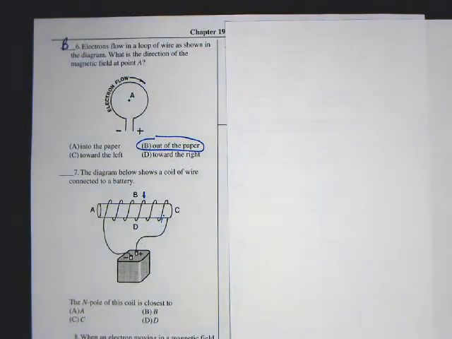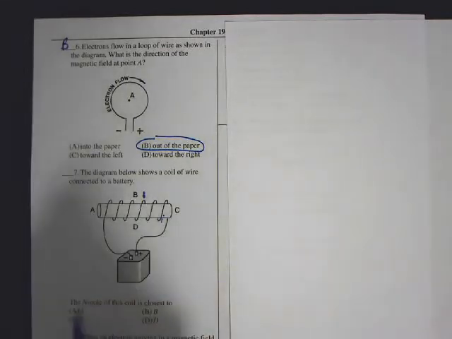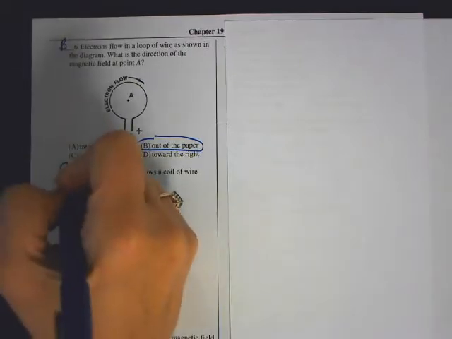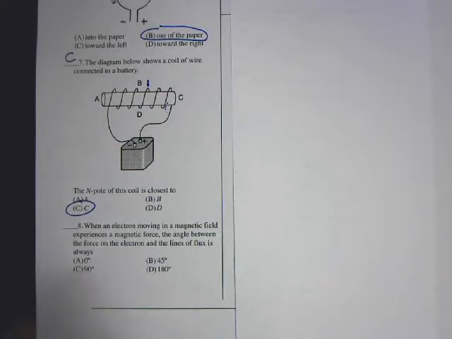The diagram below shows a coil of wire connected to a battery. The north pole of the magnet is towards the positive end, so that's going to be C. We could use our rule for that, but we already see the flow of the electrons.